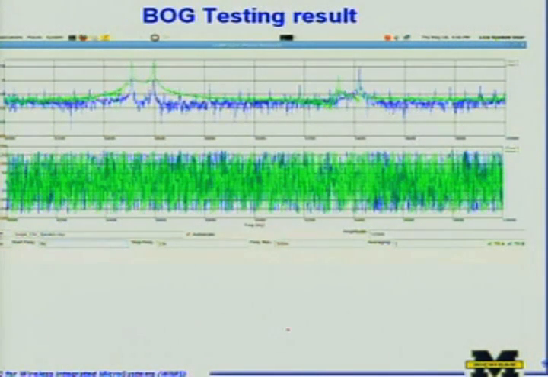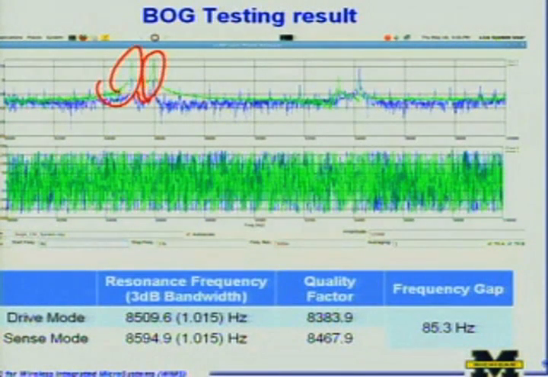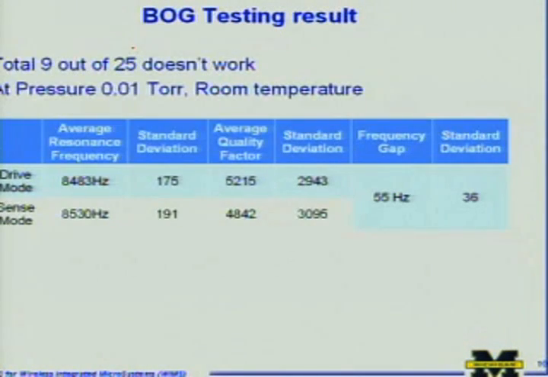This is one of the results we get from testing. From the gain phase analyzer, we can find the two peaks, and there are the drive mode and the sense mode. From the graph, we can measure its resonance frequency and quality factor. And this table is the summary of testing and its statistics. Its quality factor is around 5,000, which is a good result.